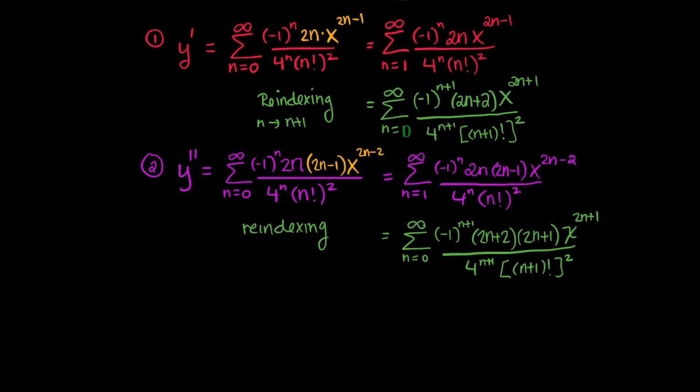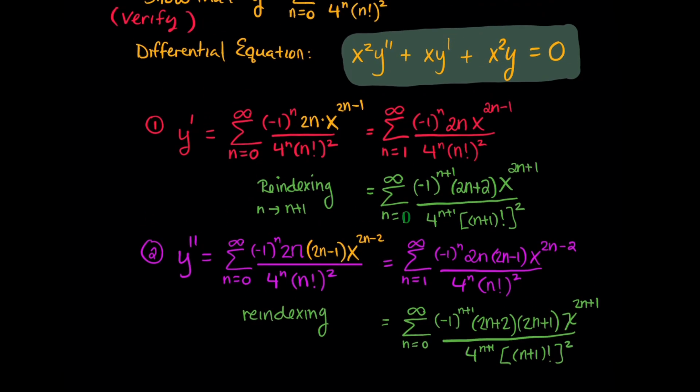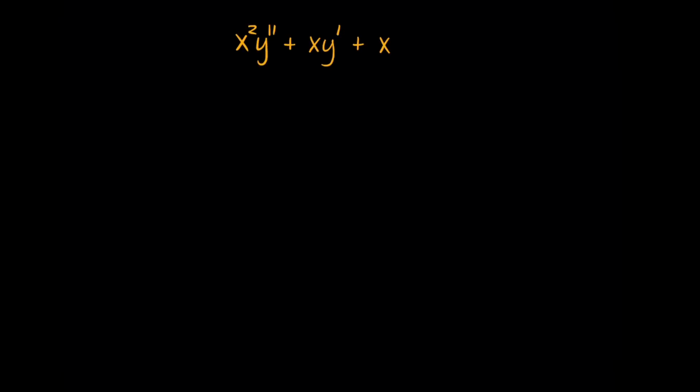So now that we have expressions for y prime and y double prime, we can put them to use and substitute them into the differential equation. We're going to have to multiply y prime by x and y double prime by x squared, which is only going to bump their powers up in terms of x. So let me write out the differential equation that we have to satisfy. X squared y double prime plus xy prime plus x squared y equals 0.